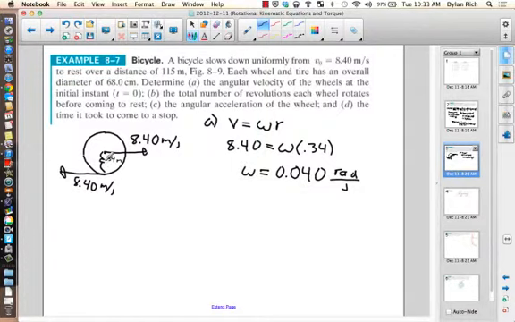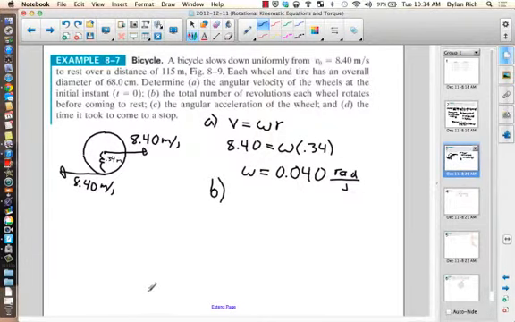Got that. Now, up here, the velocity we just discussed isn't the same velocity as 8.4. It's a little bit lower. What about its angular velocity at this position? It's the same. Okay, it's the same all the way through this circle. So let's do part B.